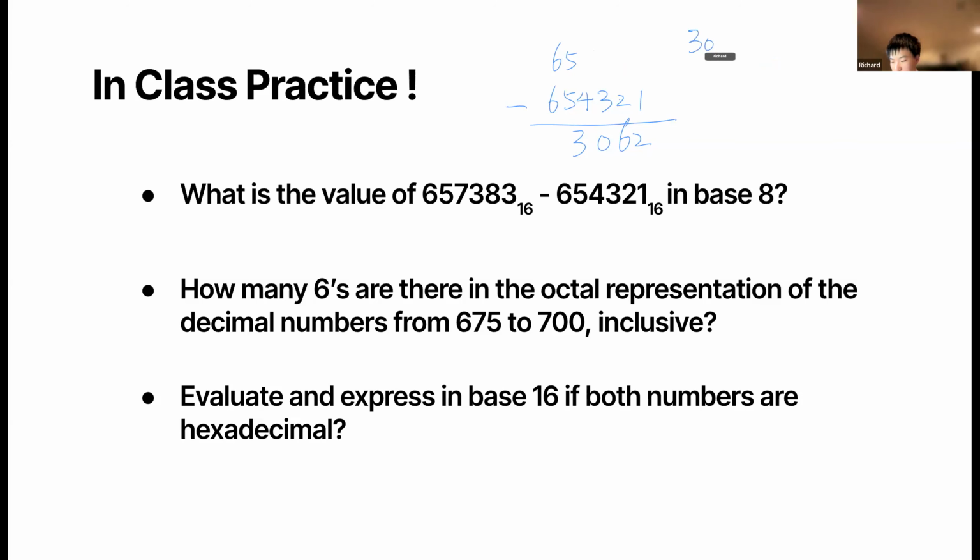So 3062 in base 16. 3 is 0011. 0 is just 4 zeros. And then 6 is 0110. And 2 is 0010. So now let's regroup it into groups of 3. So I'm not doing anything different here. I'm just regrouping the numbers.